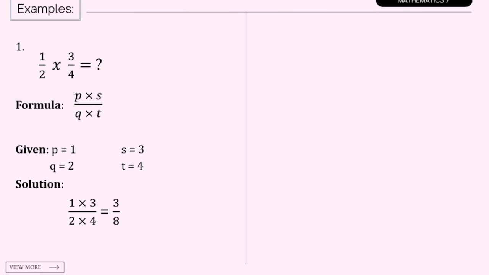Then substitute the formula. So P is 1 times S is 3 over Q is 2 times T is 4. So 1 times 3 is equals to 3 and 2 times 4 is equals to 8. Therefore, 1 half times 3/4 is equals to 3/8.